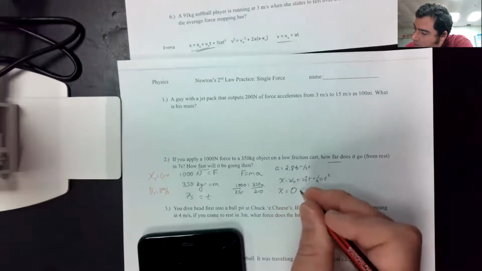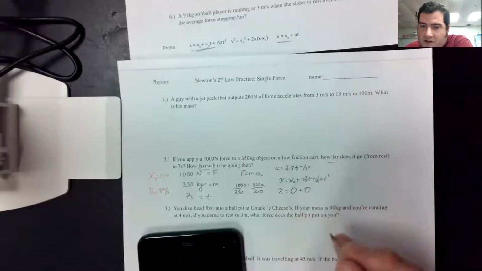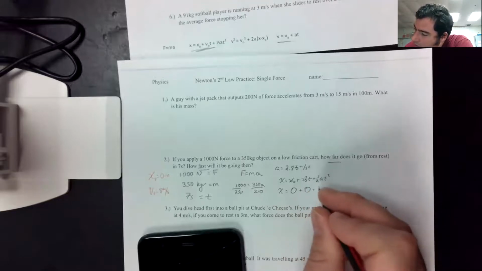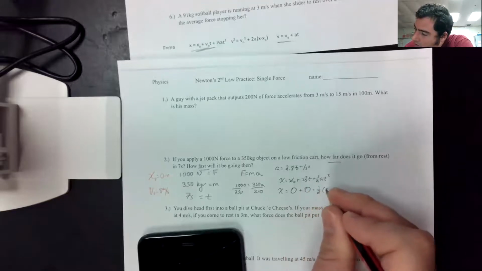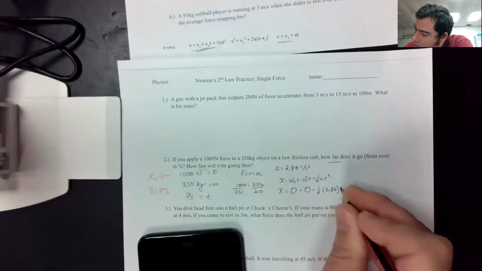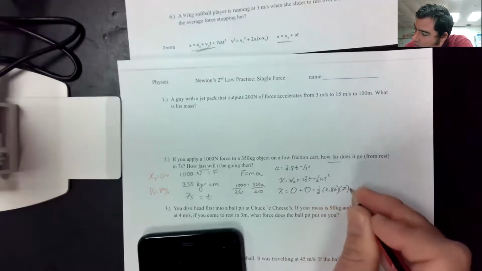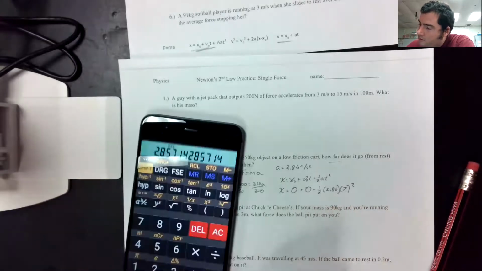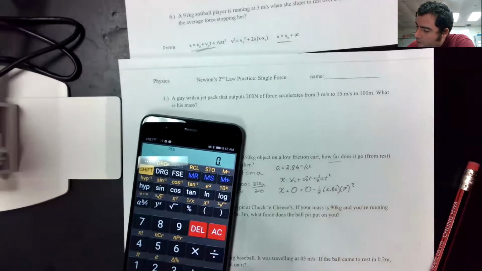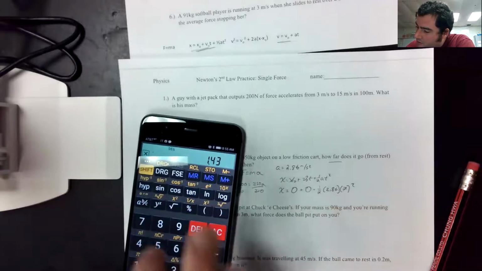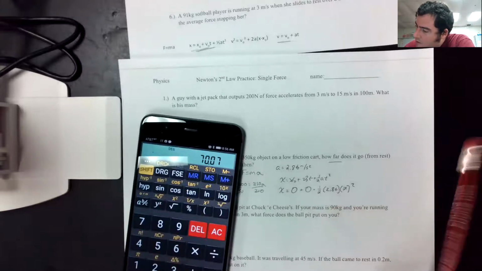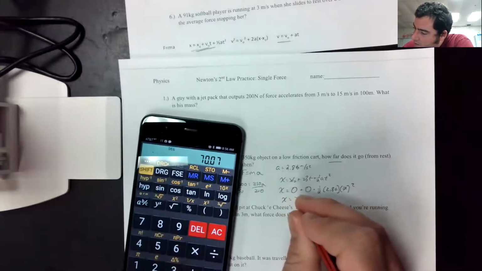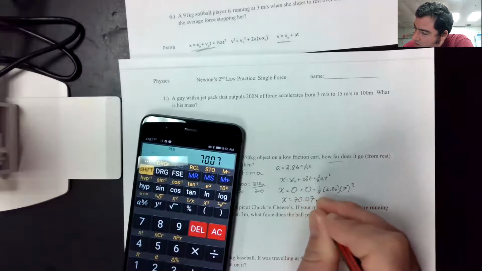All right, so x is what we want to know for how far. x0 is 0. v0 is 0, so v0 times t is also 0. We put in our acceleration and our time. So we're left with 0.5 times 2.86 times 7 times 7. So x is 70.07 meters.